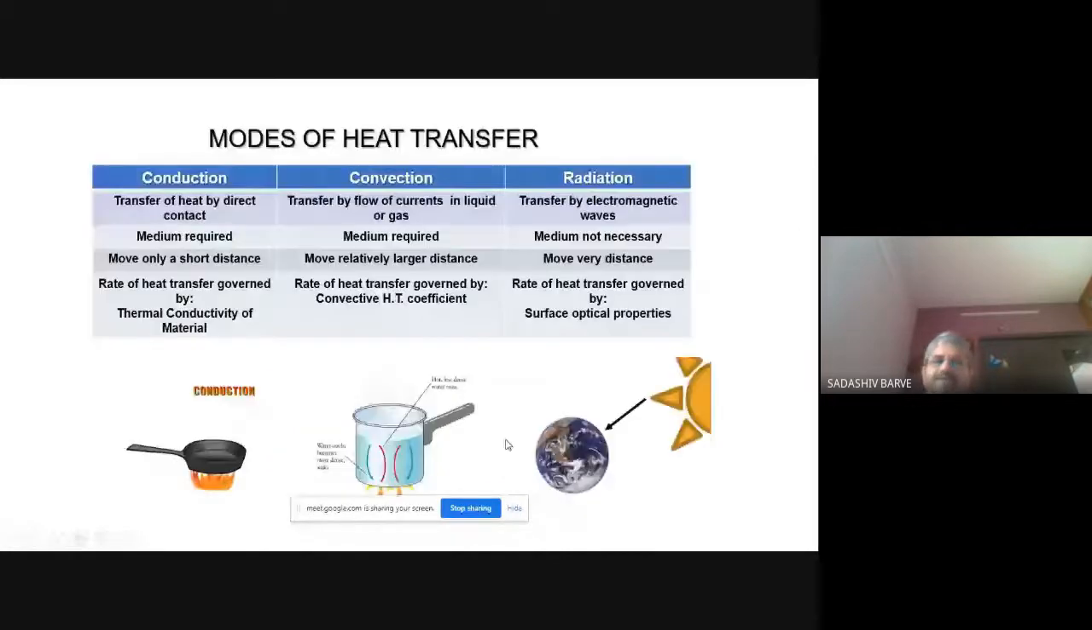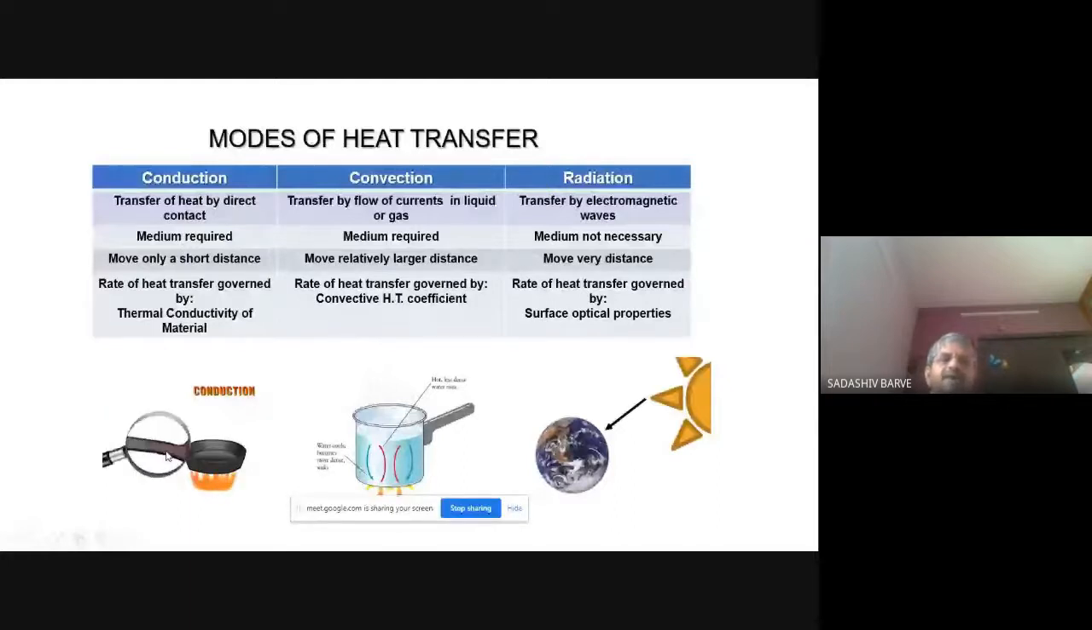Now, the basic differences between these three ways of heat transfer: conduction, convection, and radiation. How does it differ? Conduction transfers heat by direct contact. Like I told you, you are holding the handle of a container or a pan. That is why many times we use this handle. If it is metallic, you will get a shock, but if it is made of wood, then you can comfortably hold the pan. You require a medium because there is a heat flow path.